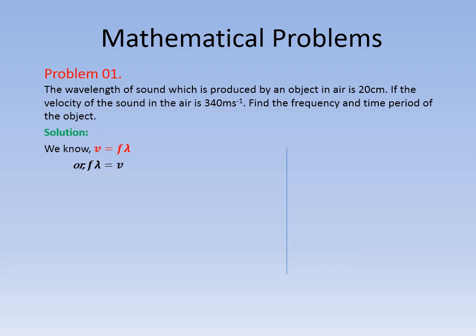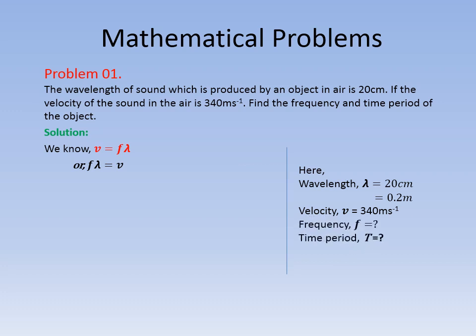We can write this equation also this way: F lambda is equal to V, by changing the side. Here we have found the wavelength lambda is equal to 20 centimeter. We must convert this to meter by dividing by 100, and we got 0.2 meter, and the velocity as given in the problem is 340 meter per second. So we have to calculate the value of F and T, the time period. F is equal to V by lambda, and using the values of V and lambda, which are 340 and 0.2, we got 1700. 1700 hertz is the frequency of this wave.